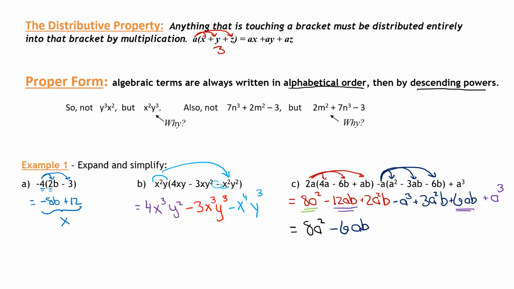Now let's look at the a squared b. Are there any other a squared b's? Yep, right there. So that is 2a squared b and 3a squared b. That gives you 5a squared b. And then the last one, just going through our list, is an a cubed. Now it's a negative a cubed and a positive a cubed. So what's that going to give us? They're going to cancel out.